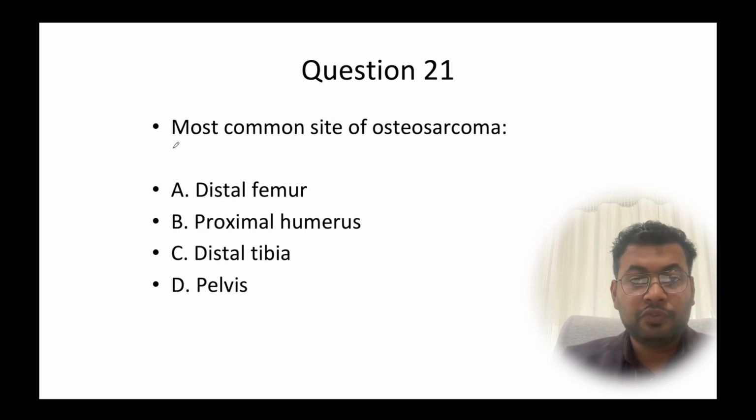Most common site of osteosarcoma: distal femur, proximal humerus, distal tibia, pelvis. So we have already discussed this question. Answer is A, distal femur.